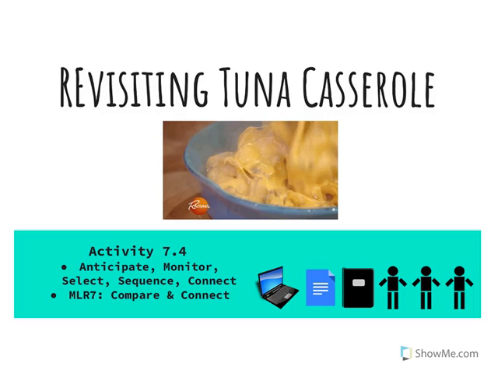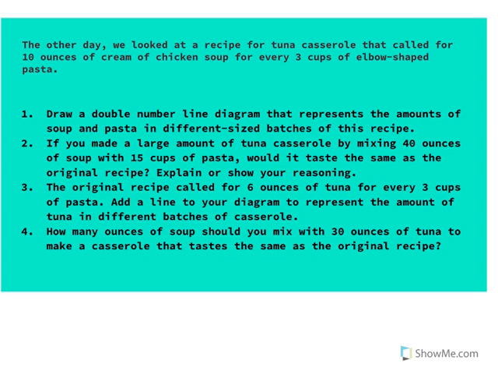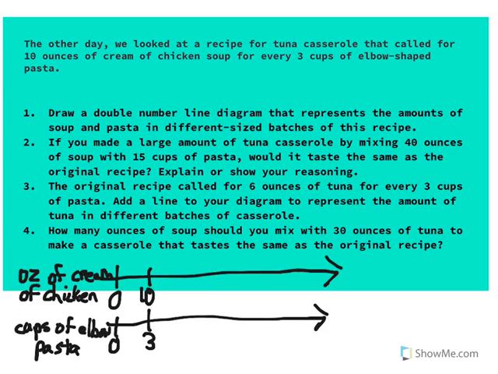Let's revisit the tuna casserole problem that we had. Okay, so the other day we looked at a recipe for tuna casserole that called for 10 ounces of cream of chicken soup for every 3 cups of elbow-shaped pasta. All right, so for number 1, you're supposed to draw the double number line again. So if we look at number 2, if you made a large amount of tuna casserole by mixing 40 ounces of soup with 15 cups of pasta, would it taste the same?